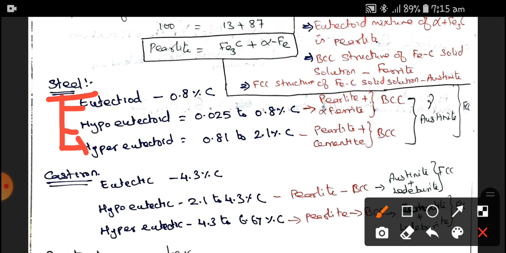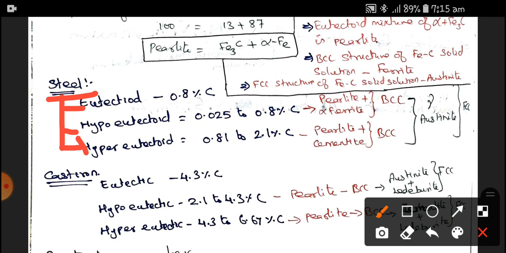It is having 0.8 percentage of carbon, and hypoeutectoid, 0.0252 to 0.8 percentage of carbon, that is pearlite plus alpha ferrite, in the form of BCC structure, and here it is gamma austenite. Gamma austenite is in the form of FCC structure. Please notice this, gamma austenite is in the form of FCC structure, and hypereutectoid is 0.81 to 2.1 percentage of carbon.